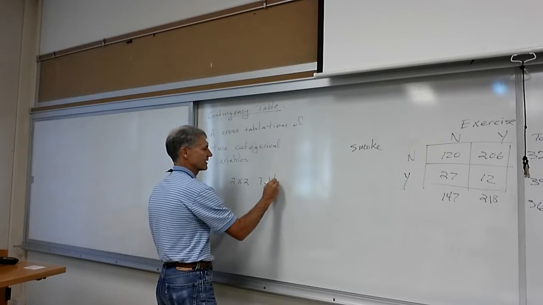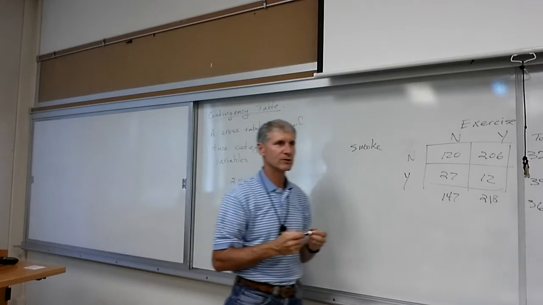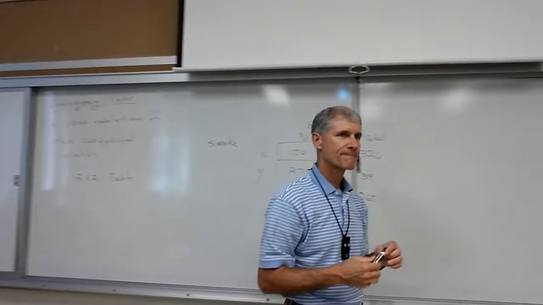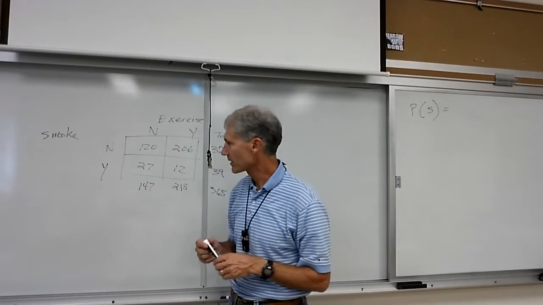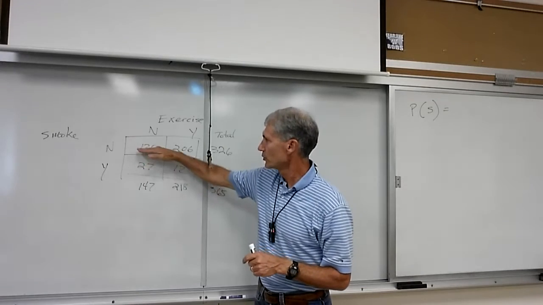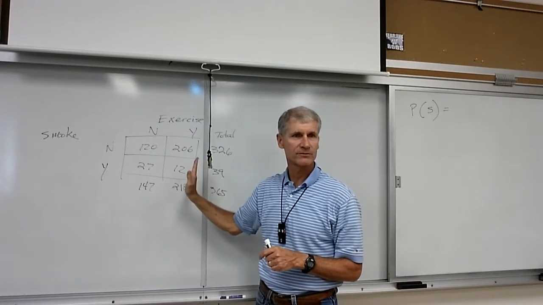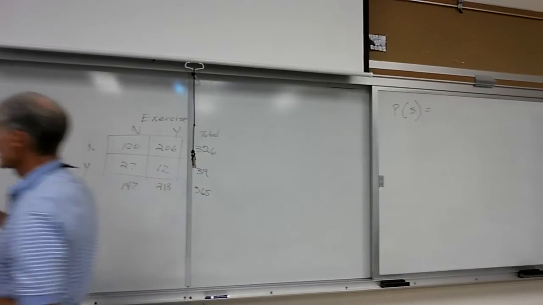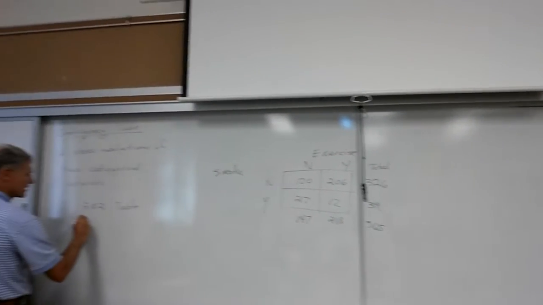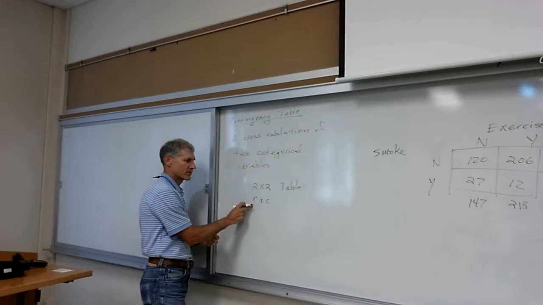What does that mean, you think? 2 by 2. 2 across, 2 down. Yeah, 2 variables. Okay? It has 2 rows and 2 columns. 2 across, 2 down. Right? So we will always put the dimensions in that order, row by column.